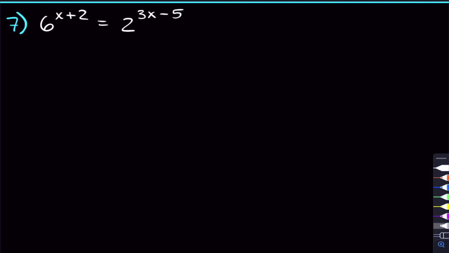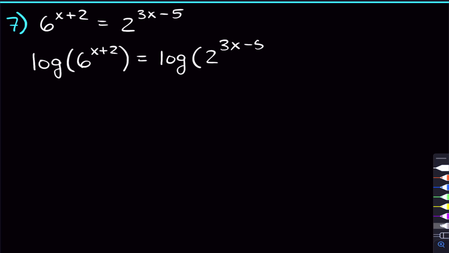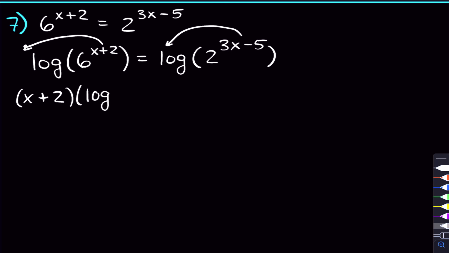So what we're going to have to do, since we can't find those common bases, is take the log of both sides. And when we do that, we get log of 6 to the x plus 2 is equal to log of 2 to the 3x minus 5. Now let's use that property of logs where we can pull that power out front and multiply it. And we get x plus 2 times log of 6, and that is equal to 3x minus 5 times log of 2.